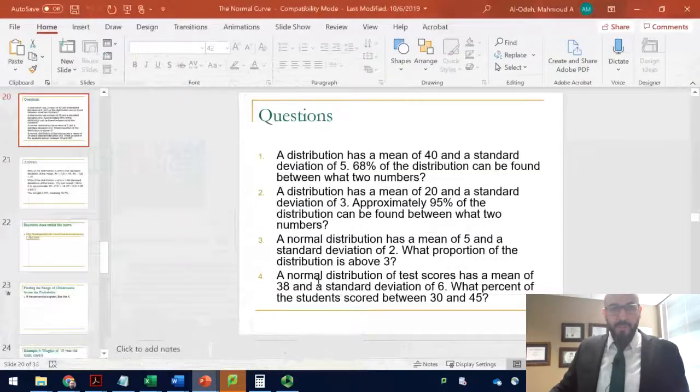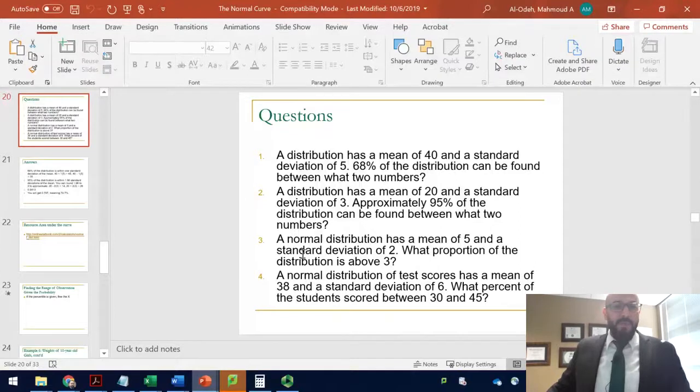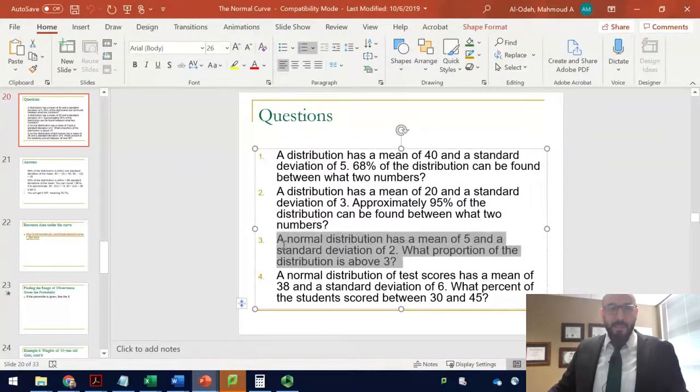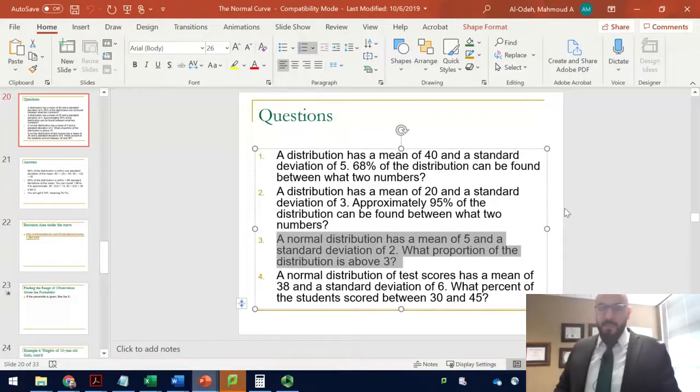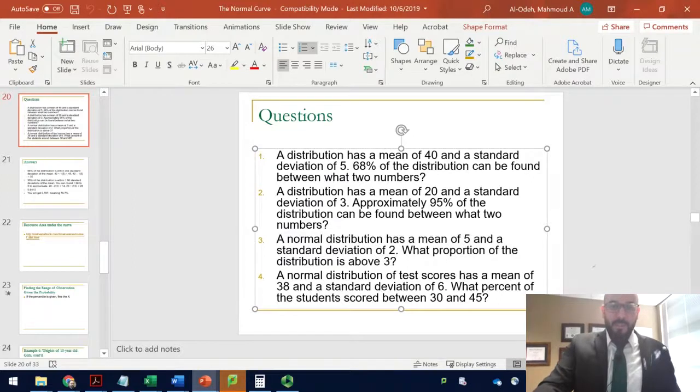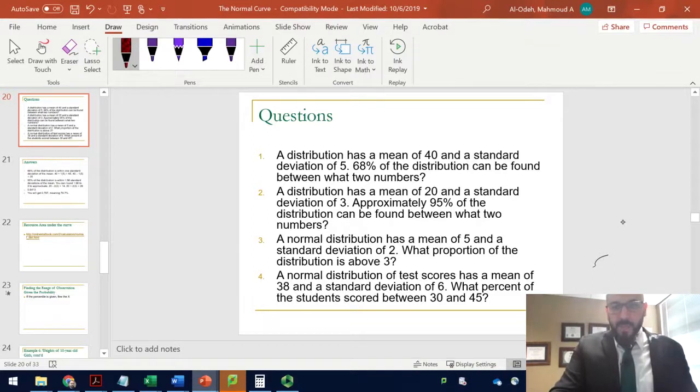First resource, we're going to take the question, the example. A normal distribution has a mean of 5 and a standard deviation of 2. What proportion of the distribution is above 3? In order to answer this question, follow the steps that I explained in my earlier video. What you need to do first is to draw your normal distribution, a rough drawing. You don't have to have an accurate drawing.